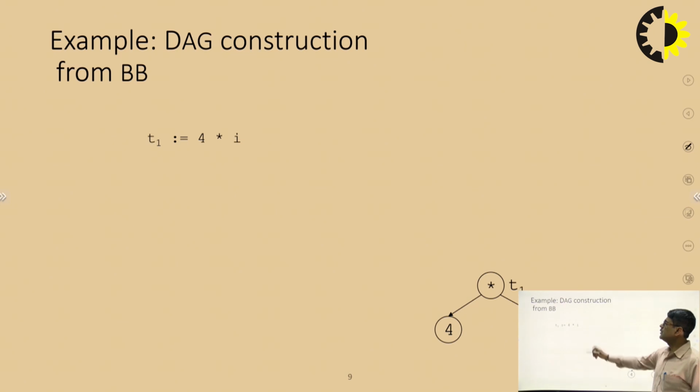So initially T1, because T1 is the root, is created, and T1 is created with the star variable because it is an internal node. Firstly 4 is created, then I is created, then a star is created, and we can create all three. So that is the process.